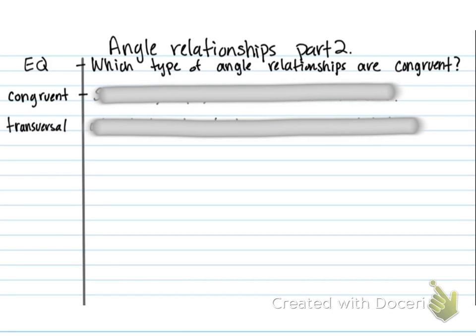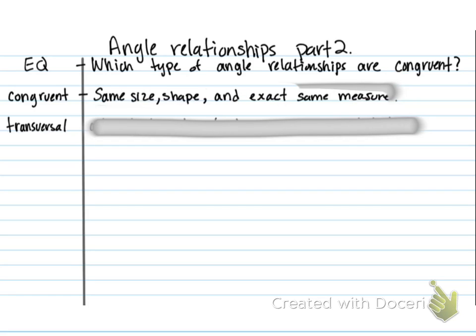Okay, today we're going to be talking about angle relationships, part 2. Our essential question is: which types of angle relationships are congruent? First, let's see what congruent is. Congruent is basically either an angle or a shape that has the same size, same shape, and exact same measure. So it's basically another word for equal.